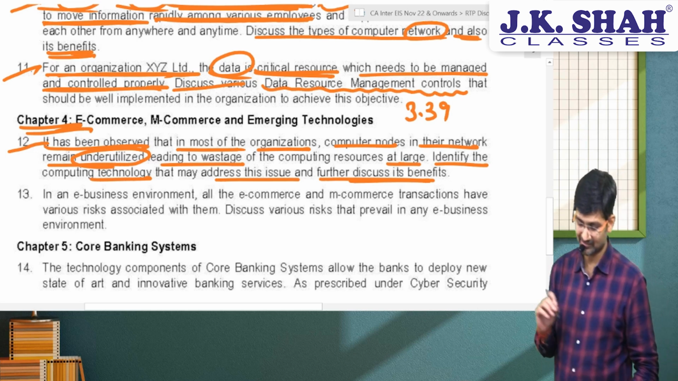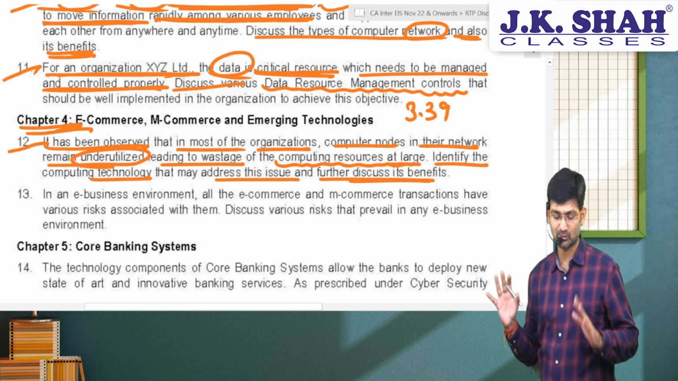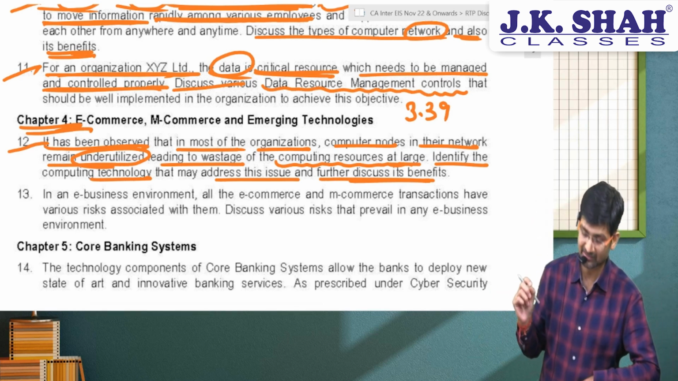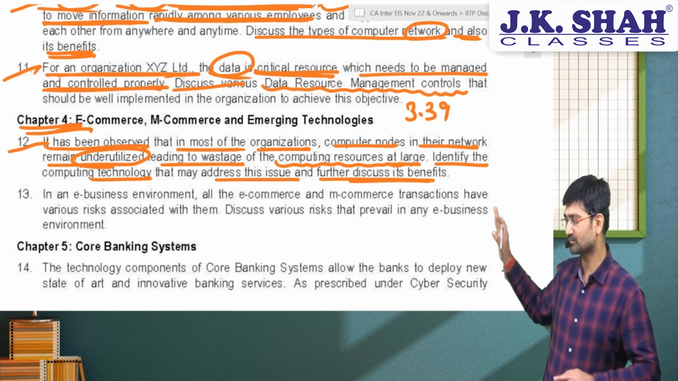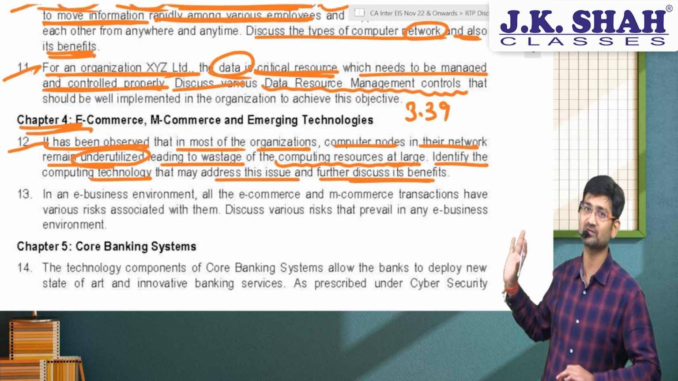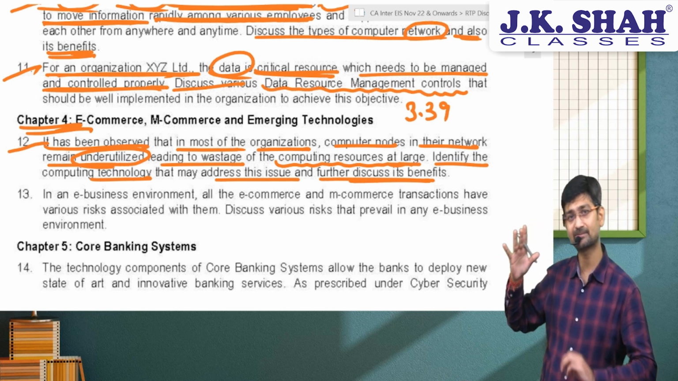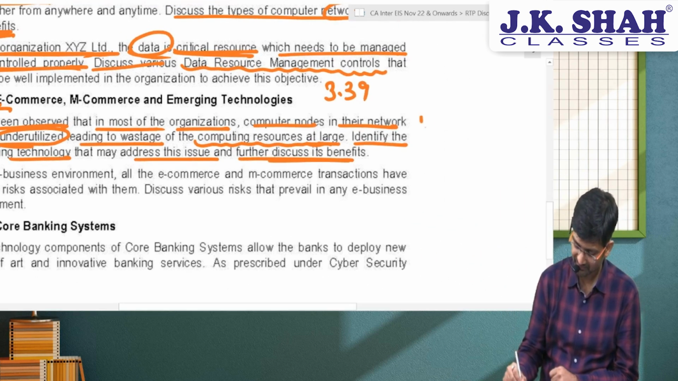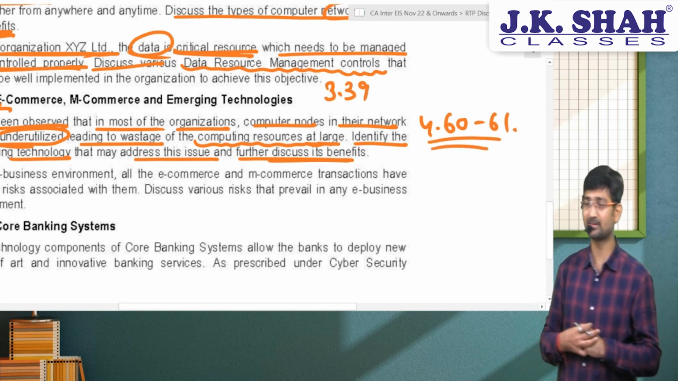Now, if you understand, the computing resources remaining wastage at large, how can you utilize the underutilized resources? Utilizing the underutilized resources was grid computing. So this was asking you about grid computing and the benefits of grid computing. Grid computing, benefits of grid computing, chapter 4, second half. To be precise, it's going to be covered in 4.60, 4.61 onwards.